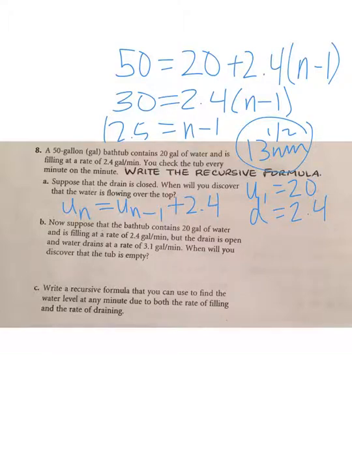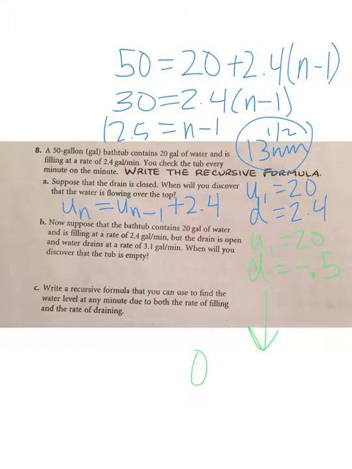Make sense? In the second one, in this problem right here, B, there's water going in at 2.4 and coming out at 3.1, which means overall you're losing half a gallon a minute. So in this case, we'll do this in green, I guess. We're still starting with u_1 is 20, but in this case your D is negative 0.5. And so you're going to do the same equation, except you want to get to 0. So we can do that down here.